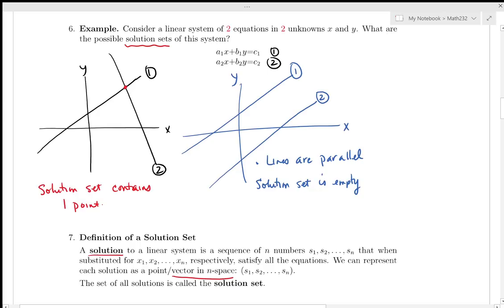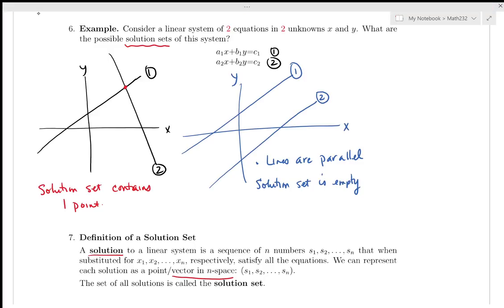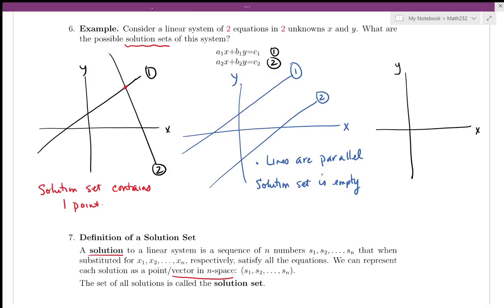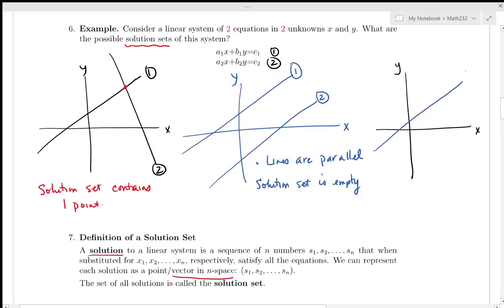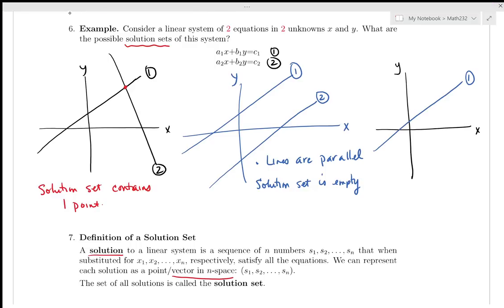There is one other possibility. That possibility is that the 2 lines are one on top of the other. So let's just draw that one here. I take here x and y, and then I have one of my lines. There it is, line 1. And then it turns out that line 2 is in fact the same line, so it goes directly on top like that. So line 1 and line 2 are completely coincident. And so that means the solution set is all of the points on those 2 lines. So the solution set contains infinitely many points.